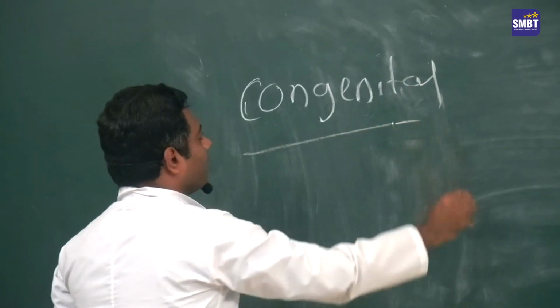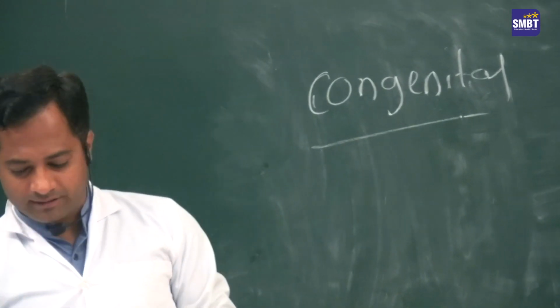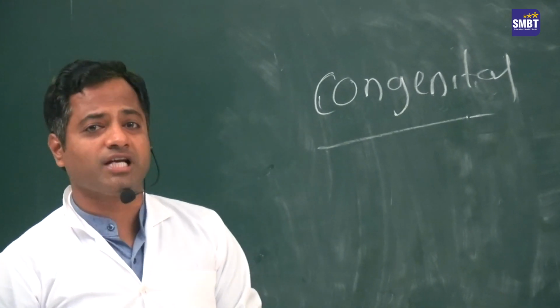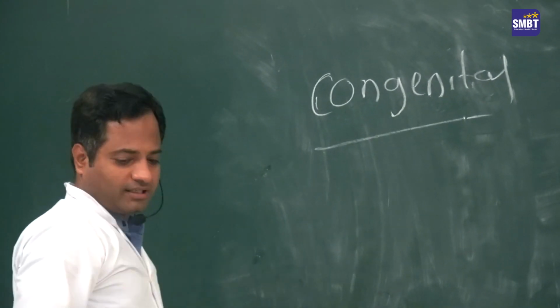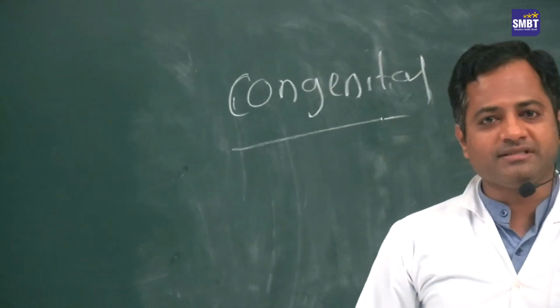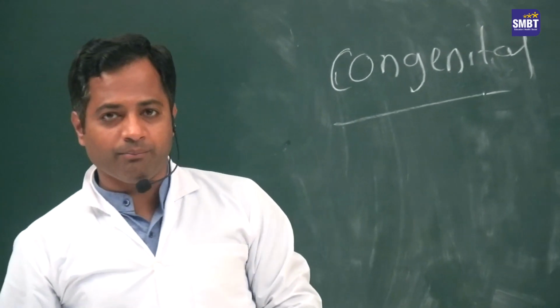So congenital umbilical hernia is again more common in premature children, malnourished children, IUGR children, more common in IUGR children. Okay, as you know, the umbilicus is the site of insertion of the umbilical cord.